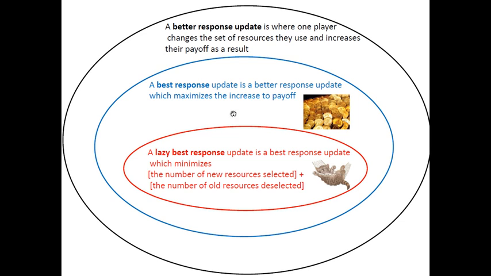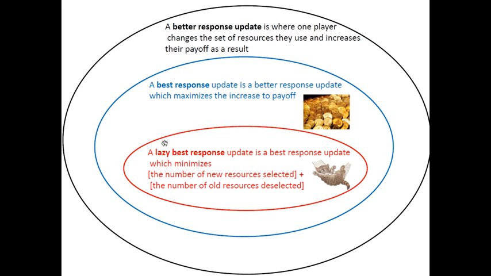I'm not sure if better response updating is good enough to always get you to a pure Nash equilibria, but I am sure that this special kind of best response updating that I call a lazy best response update, lazy best response updates will always drive any system into a pure Nash equilibrium. So this is one of our main results. So I should define for you what a lazy best response is.